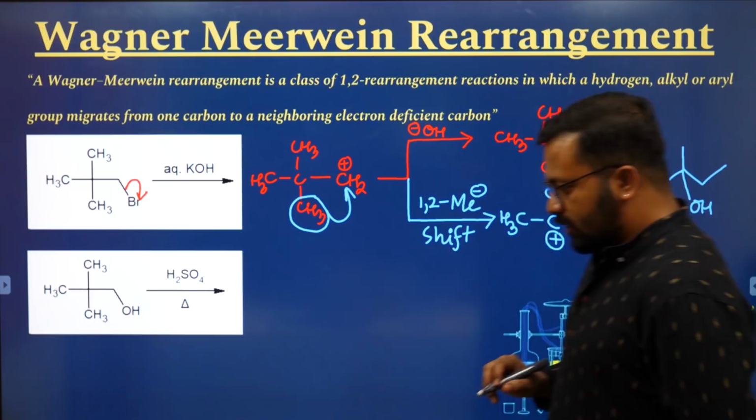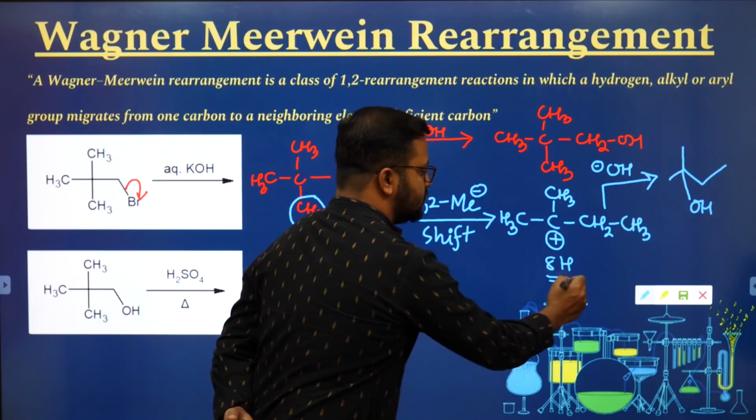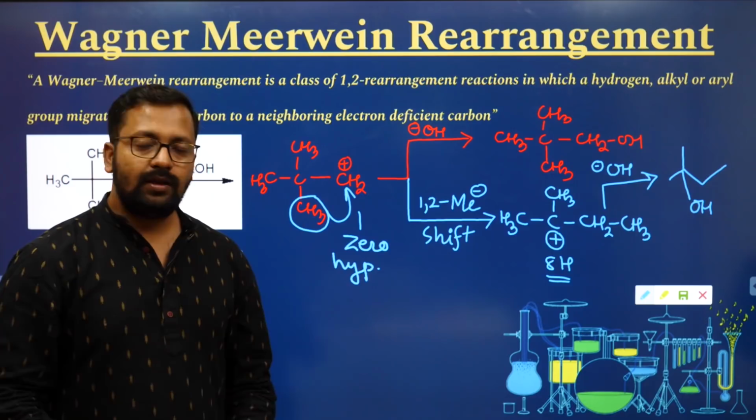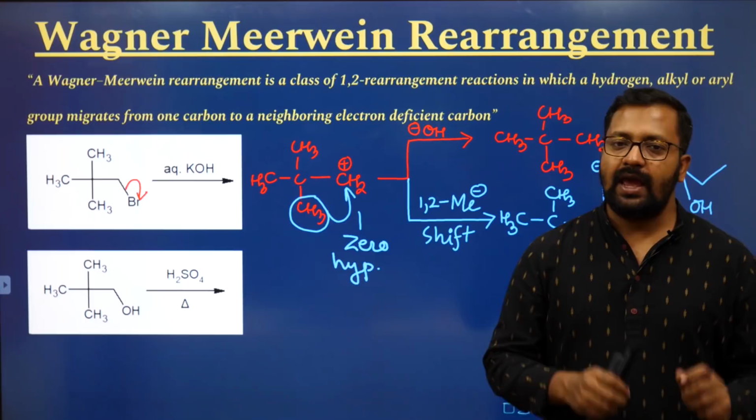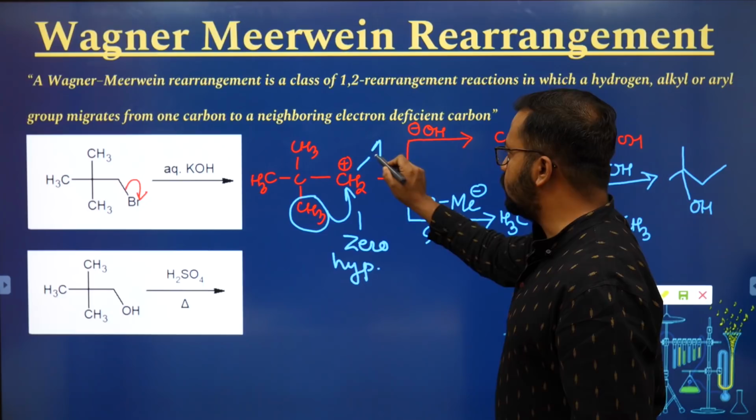Okay. So, what was the driving force? Let's look at this carbocation. This carbocation has 3 plus 3 plus 2, 8 hyperconjugative structures, and the other has 0 hyperconjugative structures. So, getting more stability is always the driving force, and if this stability can be achieved by moving one group from an adjacent position, 1,2 ka matlab, if this position is labeled as 1, then this position will become 2.